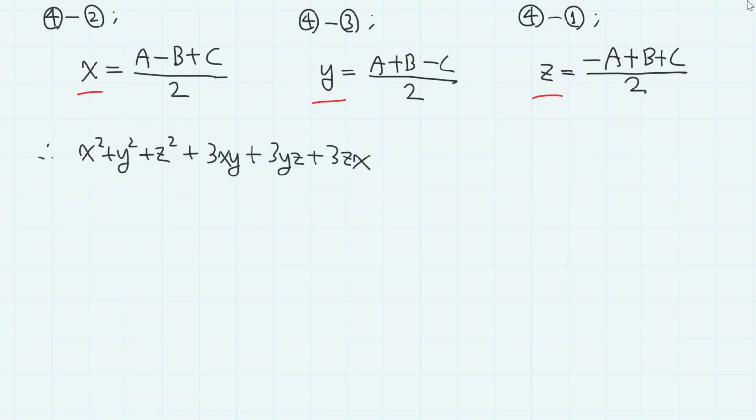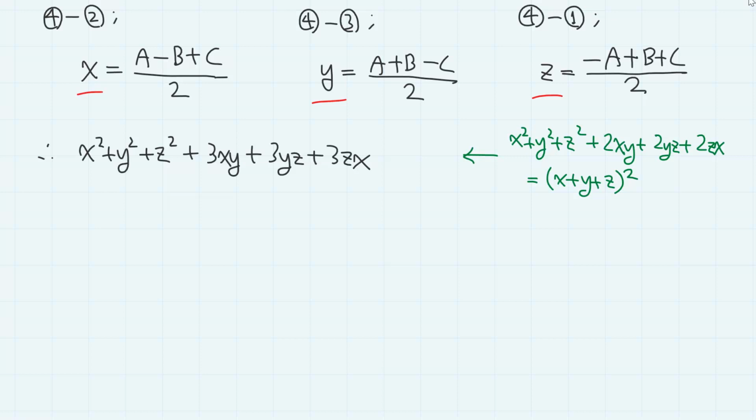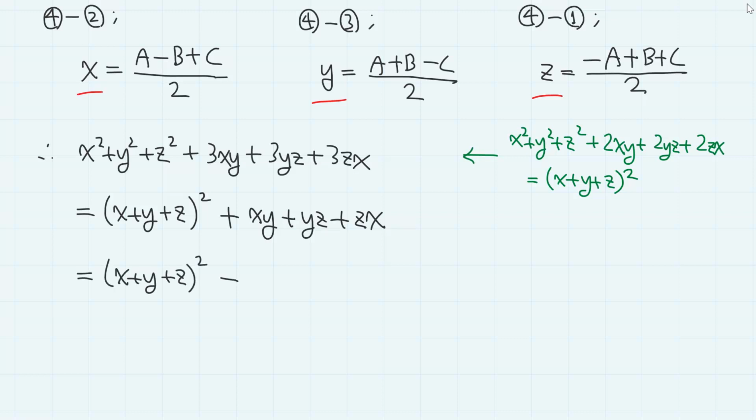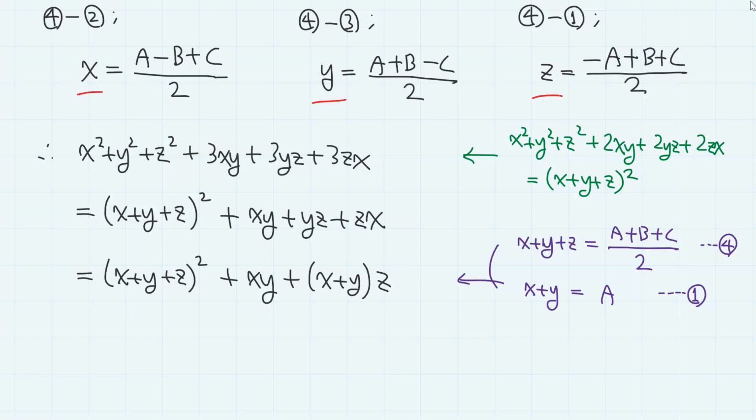Therefore, x squared plus y squared plus z squared plus 3xy plus 3yz plus 3zx is... If we use the famous expansion formula for (x plus y plus z) squared, we first have (x plus y plus z) squared, then we have additional xy plus yz plus zx. And here, let's write it as xy, then (x plus y) times z. So we can use equations 4 and 1 for this x plus y plus z and this x plus y. And for these x, y, and z, we can straight up use these expressions.